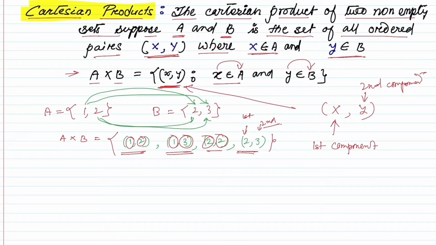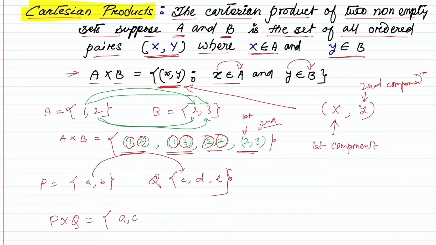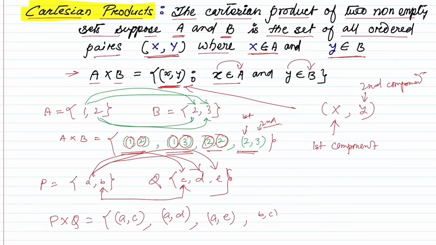Let me show you one more example. Suppose another set P contains A, B, and another set Q contains C, D, and E. Then P cross Q is given by A comma C as the first ordered pair, then A comma D, then the third ordered pair A comma E. Now let's start with the second element of P: B with C, that is B comma C, then B with D, that is B comma D, next B with E, that is B comma E. That's how we can find a Cartesian product.